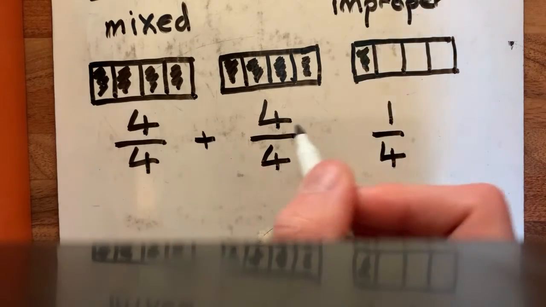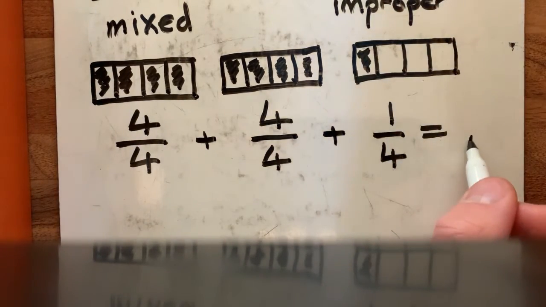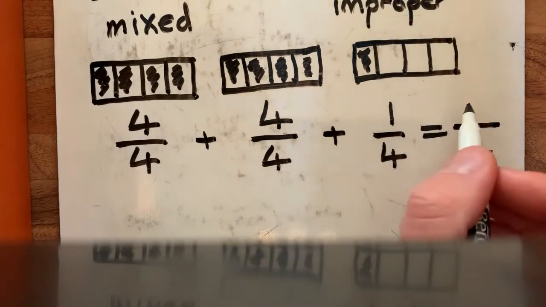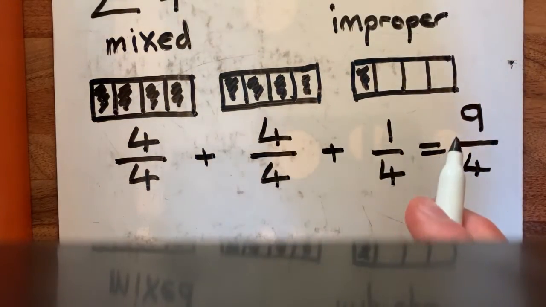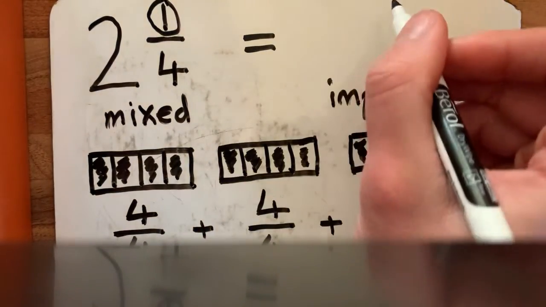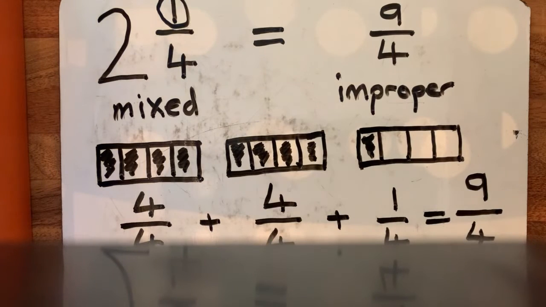Okay, and then we just need to add them together. Going back to our prior learning, we don't add the denominator, so the denominator stays as 4. 4 add 4 is 8, add 1 is 9. So we've converted it into our top heavy fraction. So 2 1/4 is worth 9/4 as an improper fraction. Okay, and then we've converted between both.